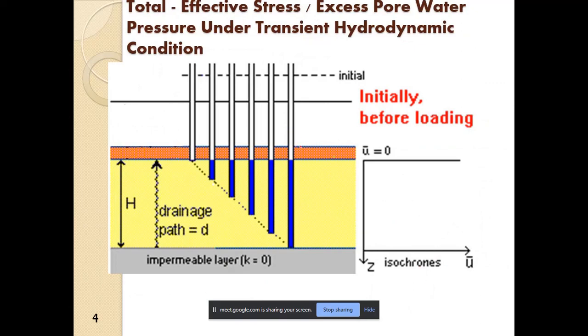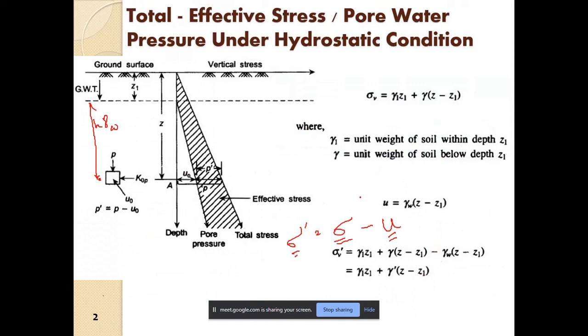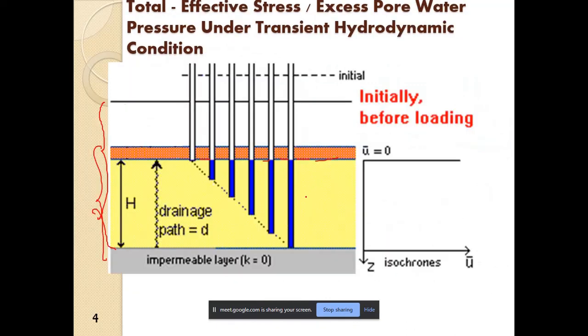Now let us consider a case. This is a soil strata. We already have a groundwater table in the soil. If we insert standpipes into the ground, we will see that the water level rises up to the same height in all of the standpipes. So this is a steady state. Here at any point, if we want to measure the effective stress, it will be sigma dash is equal to sigma minus u.